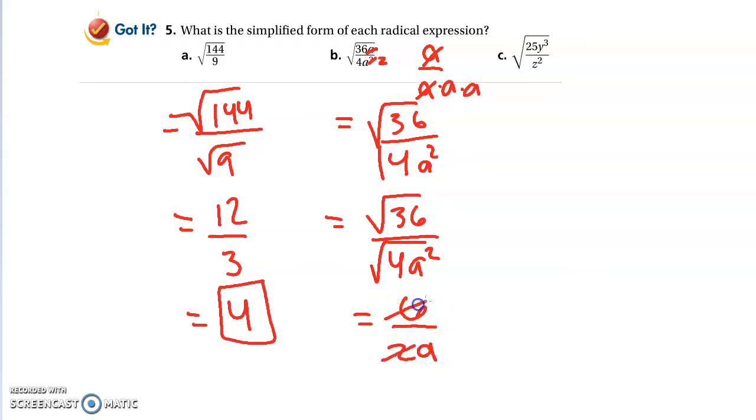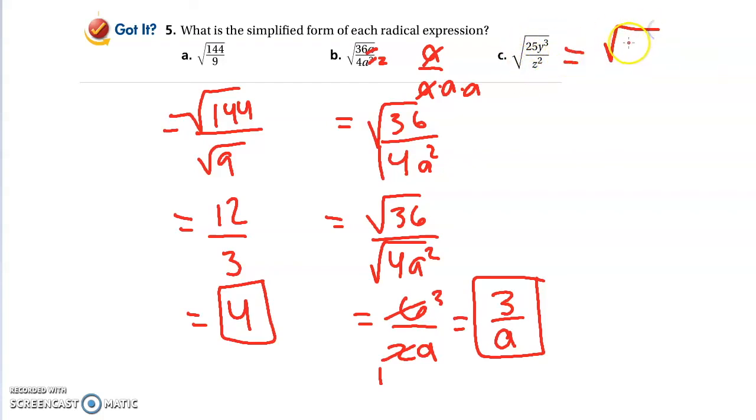Now, these can cross cancel, become a 1 and a 3, and I end up with 3 over a as my final answer. I want to try to keep my variables positive. Looking at this one, I know that nothing really cross cancels, but I can do the square root of 25, the square root of y cubed, and the square root of z squared.